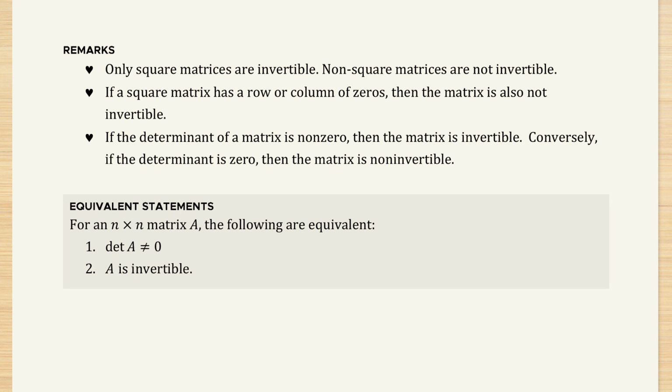The 2 most relevant statements for this lesson are: det A doesn't equal 0, and A is invertible. These equivalent statements reiterate what we just saw with these remarks. Determinant is non-zero, we can invert the matrix. On the flip side, determinant is 0, we cannot invert the matrix.